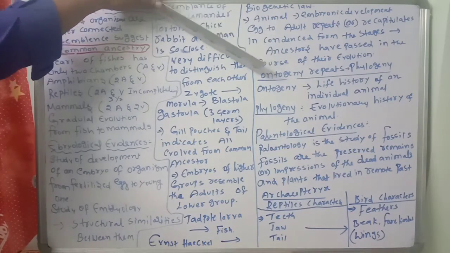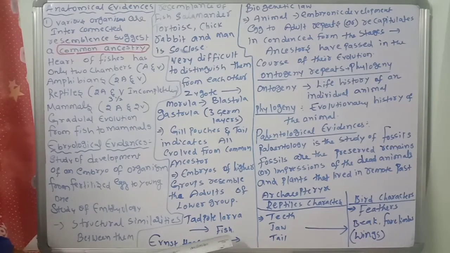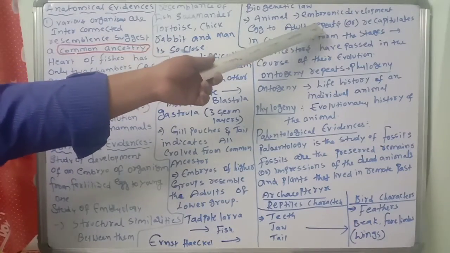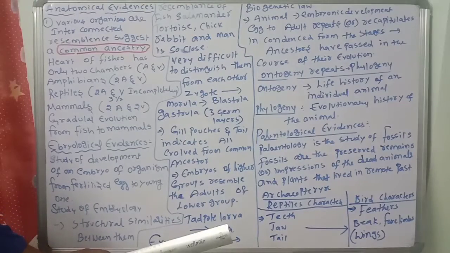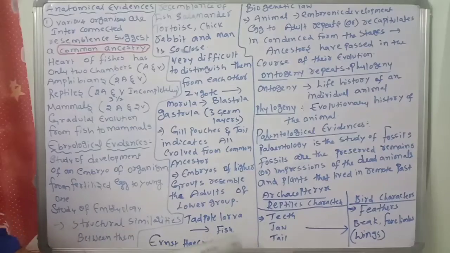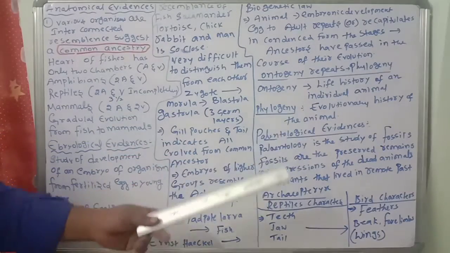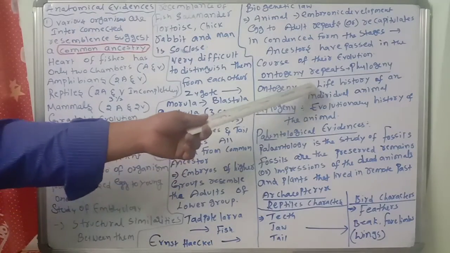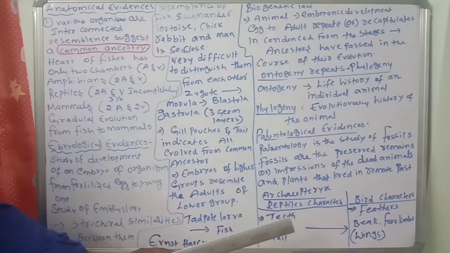For example, fish larva: the fish shows the same characters in the larva, repeated or not. So embryonic development from egg to adult recapitulates in condensed form the stages ancestors have passed in the course of their evolution. Like that, ontogeny repeats the phylogeny. Ontogeny is the life history of an individual animal; phylogeny is the evolutionary history of the animal.